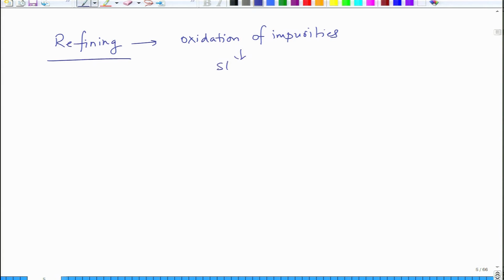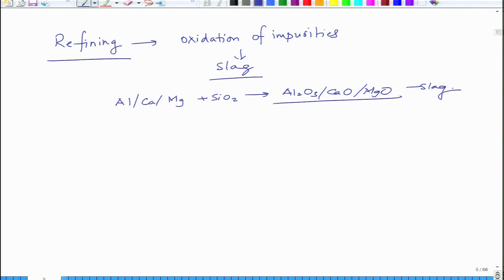So, oxidation of impurities to form slag. Slag is nothing but the impurities, a molten pool of impurities. But you cannot completely prevent the oxidation of silicon. There is always some oxidation of silicon that happens. So, as a result you also add some SiO2 in this process. Aluminum, calcium, magnesium, etc., react with SiO2 to form Al2O3, CaO and MgO, and these make what we call slag. So essentially you have partial oxidation of silicon here.